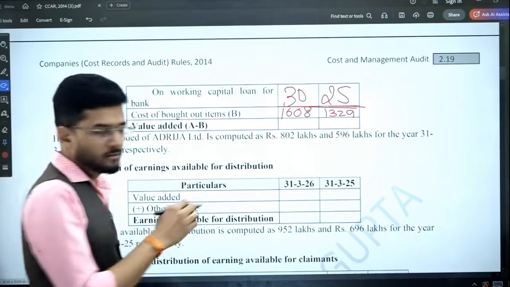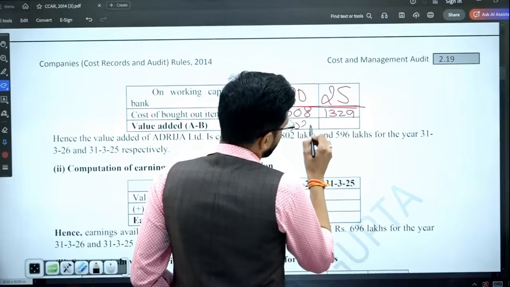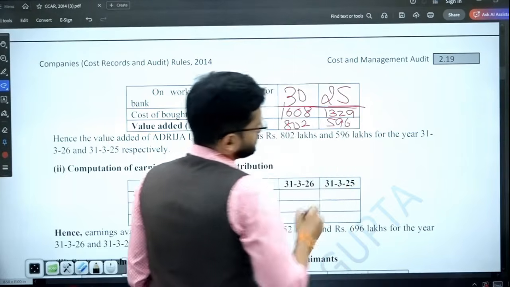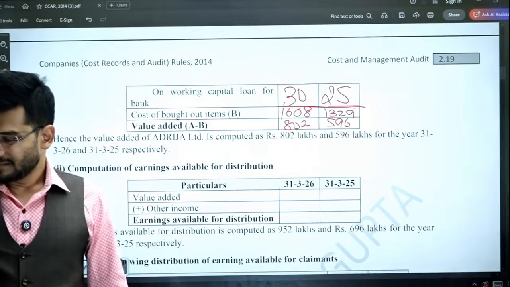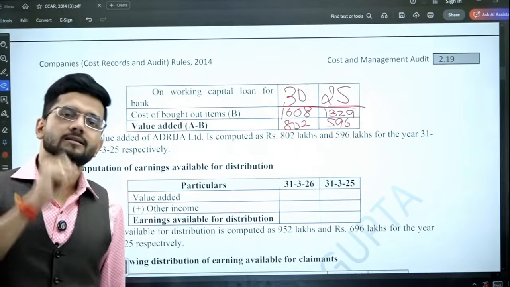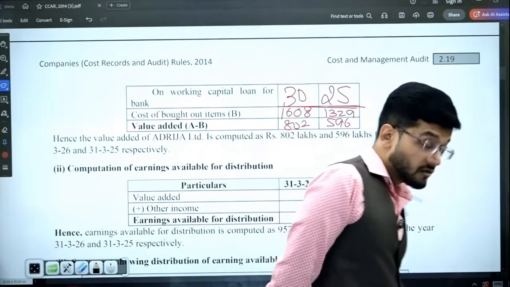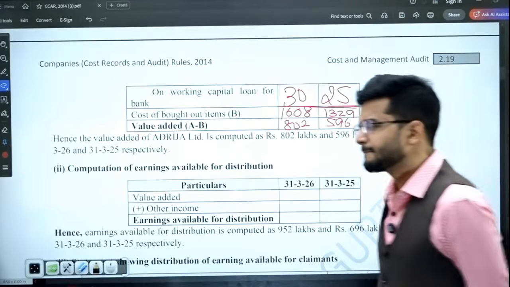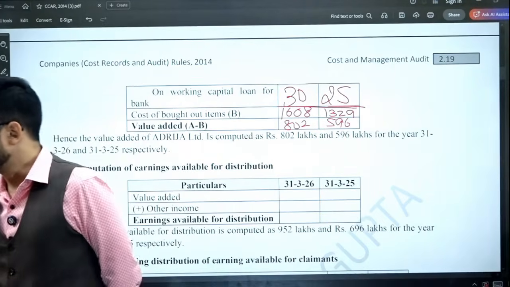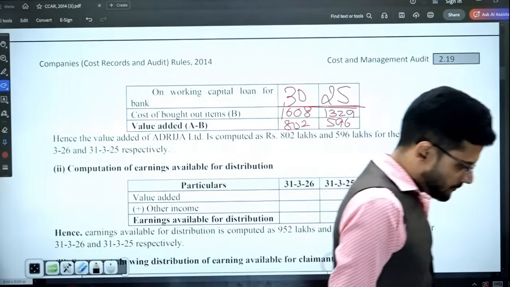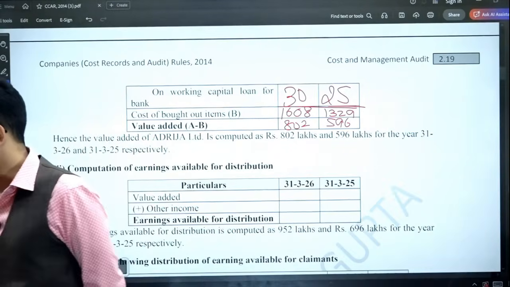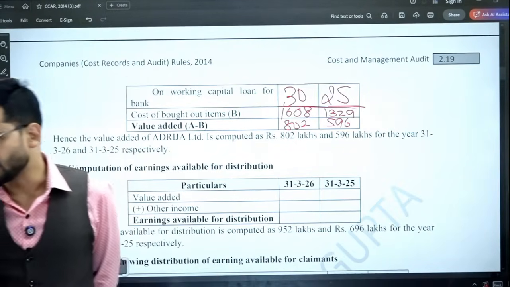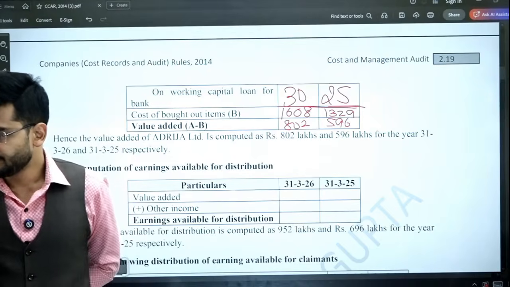Okay, and what is the value addition? 802,596. The small things in every practical question that you need to take care of. Very small minute things are there in computation of value addition and things like that, which you definitely need to take care of. This is one of those minute things, that interest on working capital is required to be reduced.